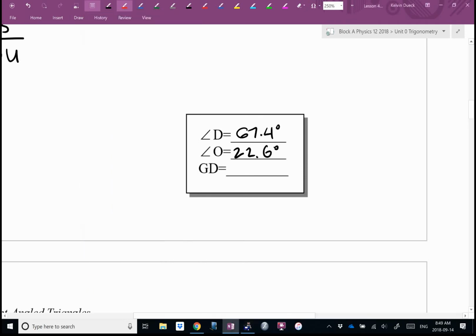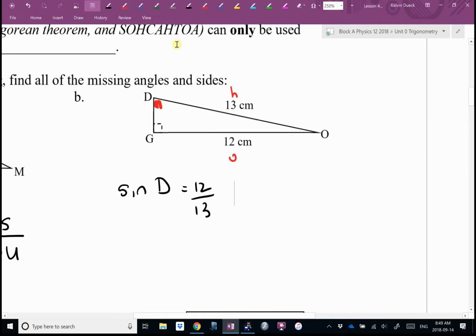But I'm going to go Pythagoras. It's going to be 12 squared plus 13 squared equals mystery side squared. Am I going to add these two together squared? No, I know the hypotenuse. It's going to be 13 squared minus 12 squared equals DG squared.